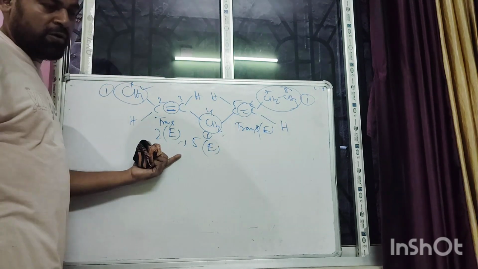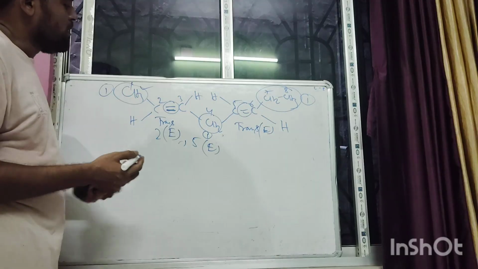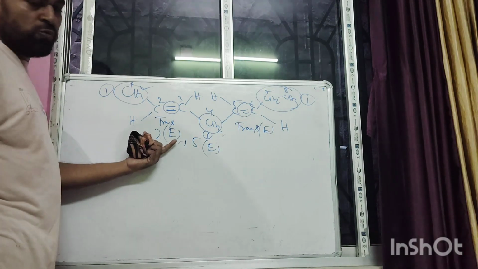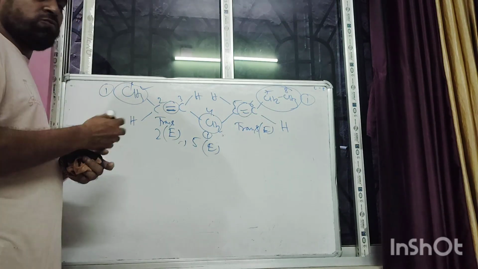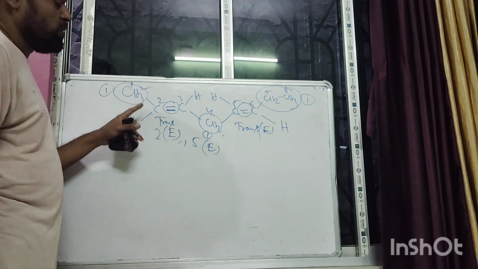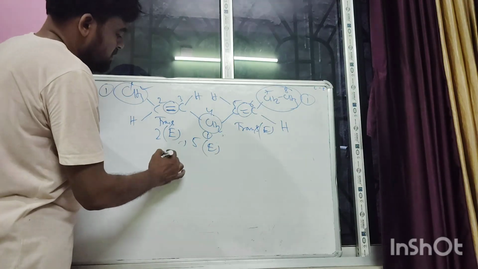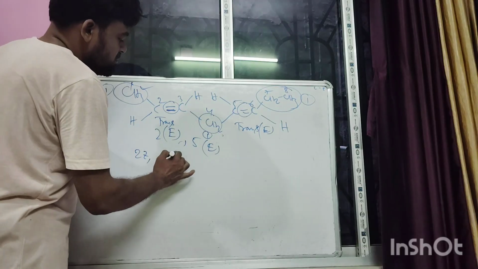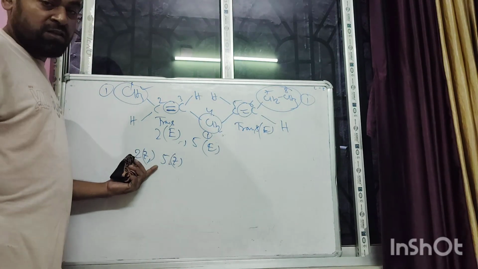So it is an example of 2E 5E. Whether you have to draw a structure of 2Z 5Z or 2E 5Z or 5E 2Z, different types of isomer, that is 4 isomers present here. One is 2Z 5Z. Z means here cis isomer.